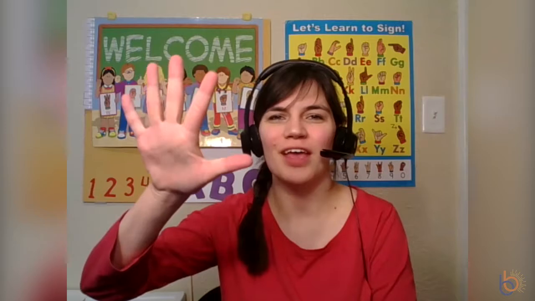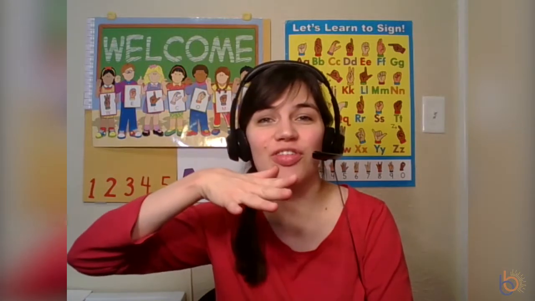The next animals we'll learn about are farm animals. To sign farm, make a 5 hand and brush your thumb under your chin. Farm. To sign farmer, show farm and then use your two hands to show a person, just like we learned teacher, farmer, farmer.